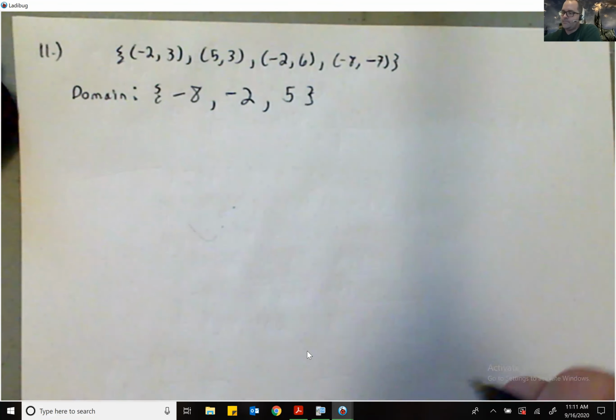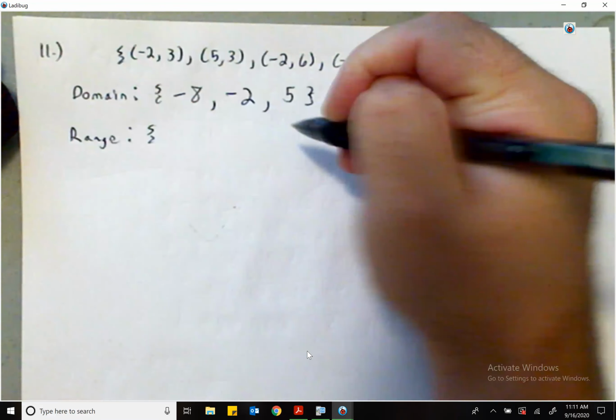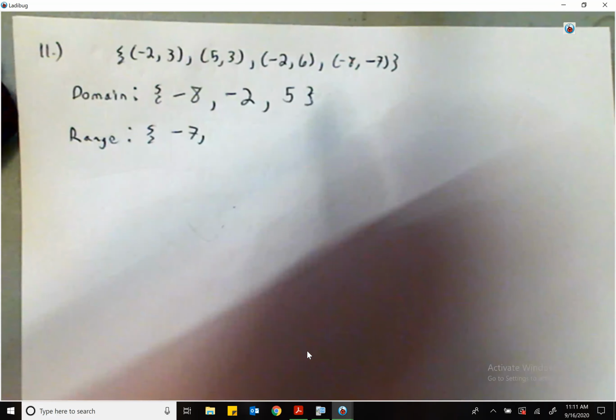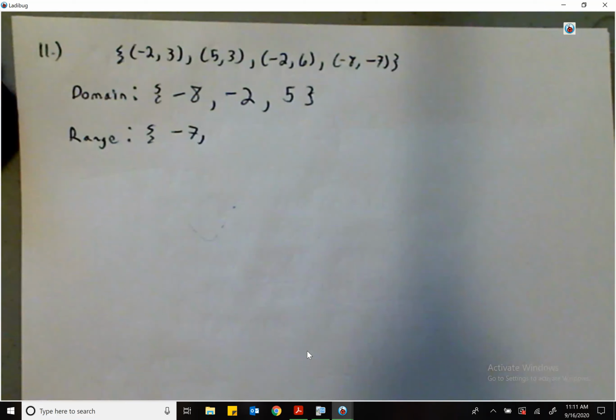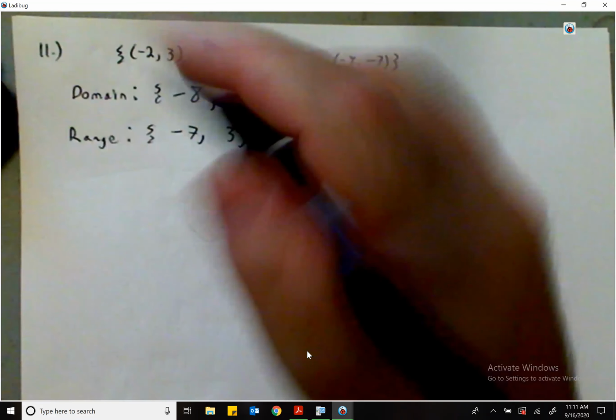Range. -7, comma. It says smallest, right? 3, comma 6. There's your range.